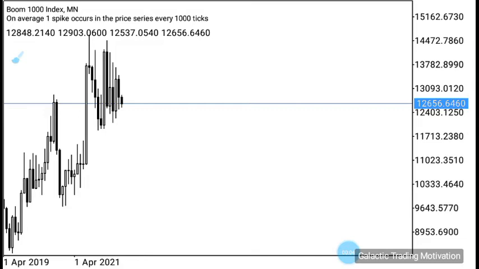So today we're just gonna be having a look at the Crash Boom Index. That is the Crash Boom 1000 Index. And yeah, let us get straight into the chart.